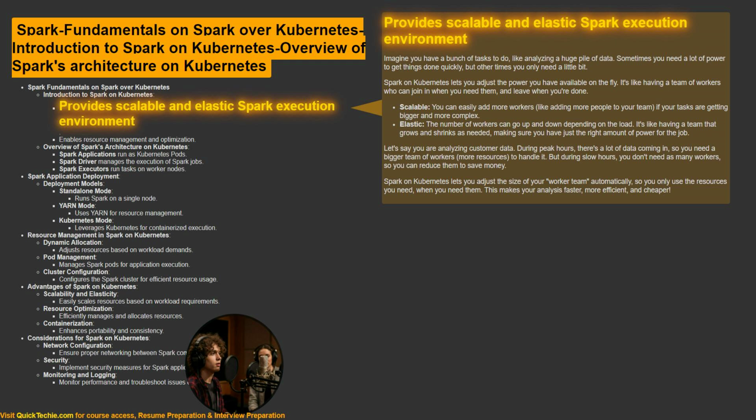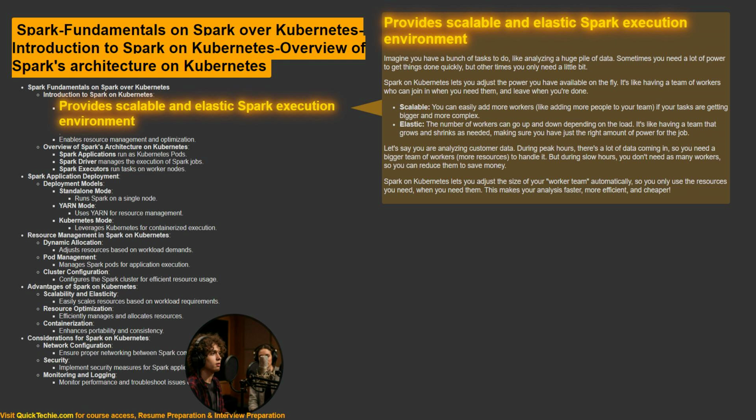Provides scalable and elastic Spark execution environment. Imagine you have a bunch of tasks to do, like analyzing a huge pile of data. Sometimes you need a lot of power to get things done quickly, but other times you only need a little bit. Spark on Kubernetes lets you adjust the power you have available on the fly. It's like having a team of workers who can join in when you need them, and leave when you're done.